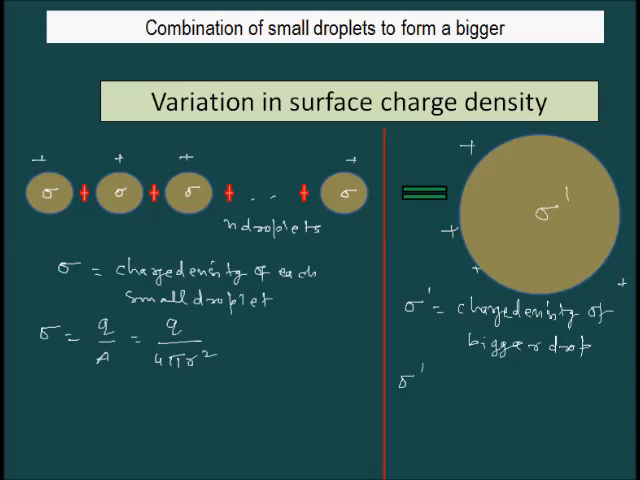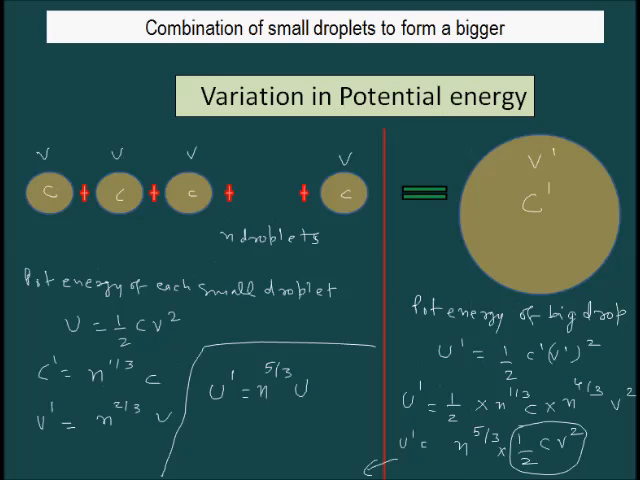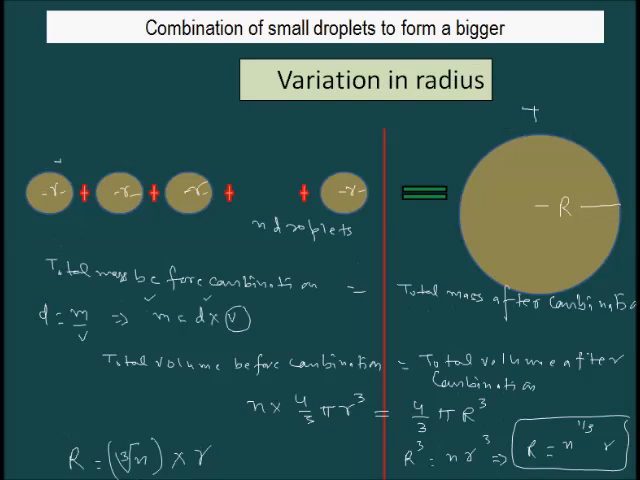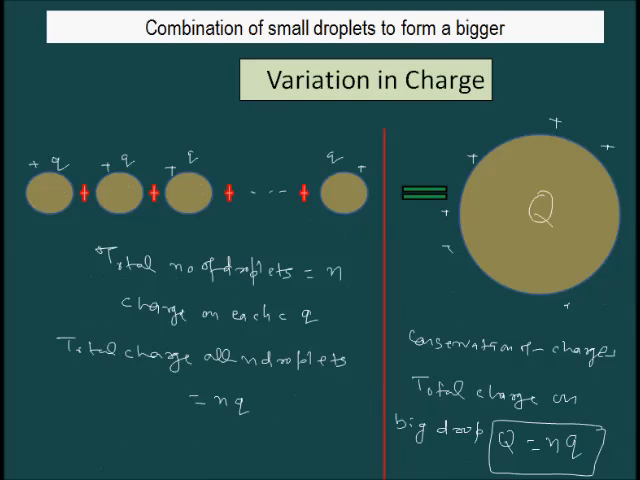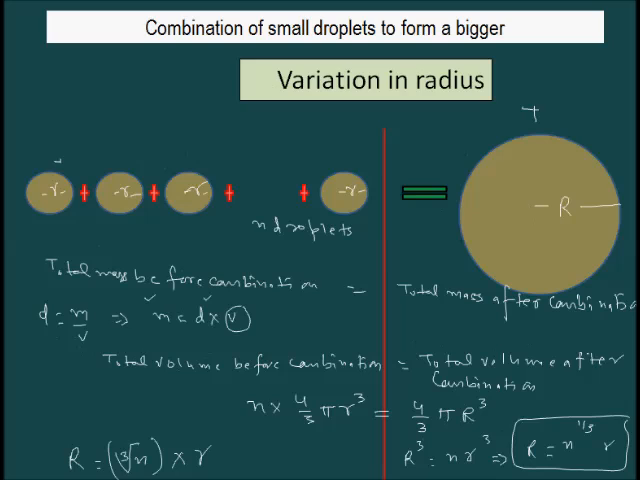sigma dash can be written as Q dash upon A dash, or total charge Q upon A dash, whereas we know that total charge Q is n times the charge on each drop and the new radius is n to the power 1 by 3 times the radius of each small droplet, as we have studied earlier. Total charge is nq and radius is n to the power 1 by 3 times the radius of a small droplet.